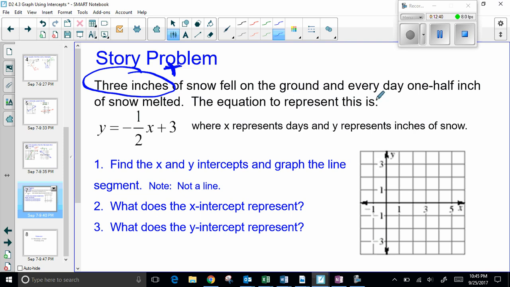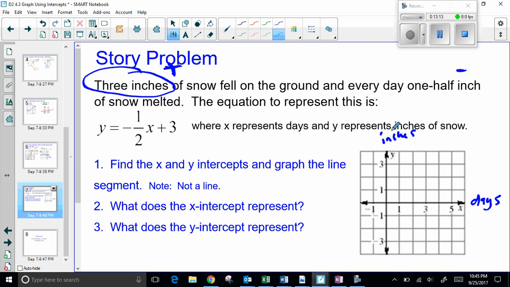3 inches of snow fell on the ground. Well, 1/2 of an inch melted every day. So that's where we subtract this 1/2. The equation to represent this is here. This is what we want to do. If x represents the number of days, and y represents the number of inches, I want you to think about this for a second.